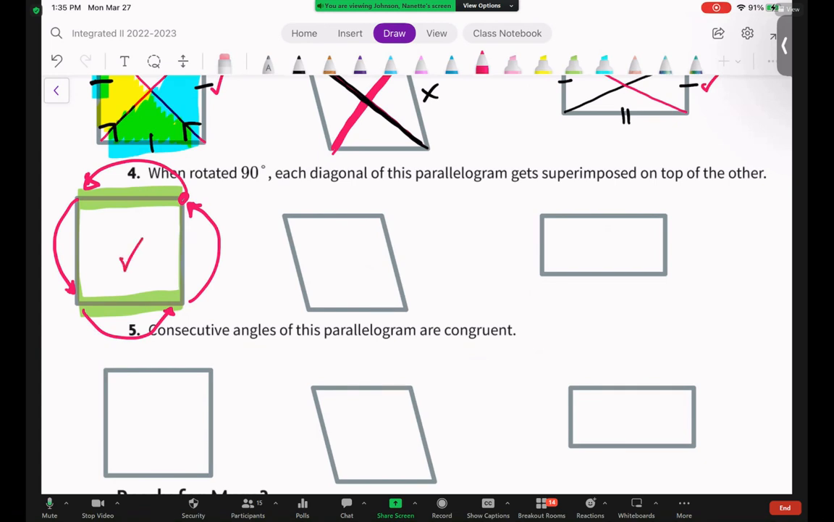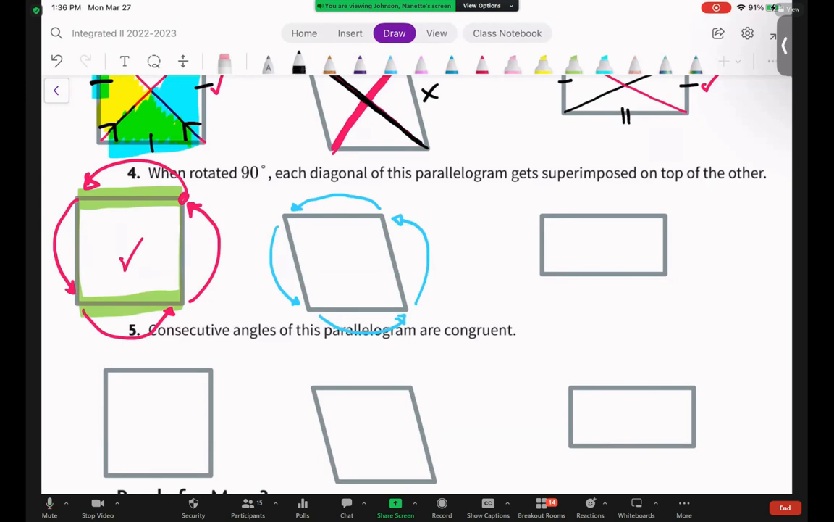Okay, let's try a different one. What about for the rhombus? Would it line up? Would the second one line up on top of the first one? Yeah, this one's a no.